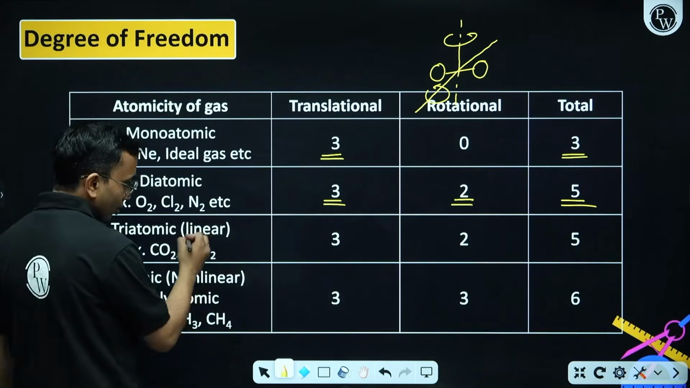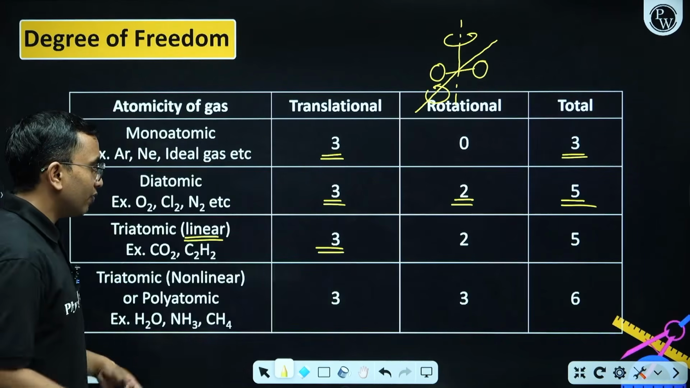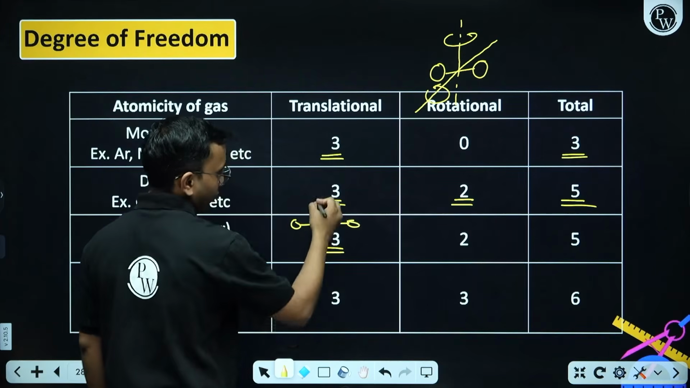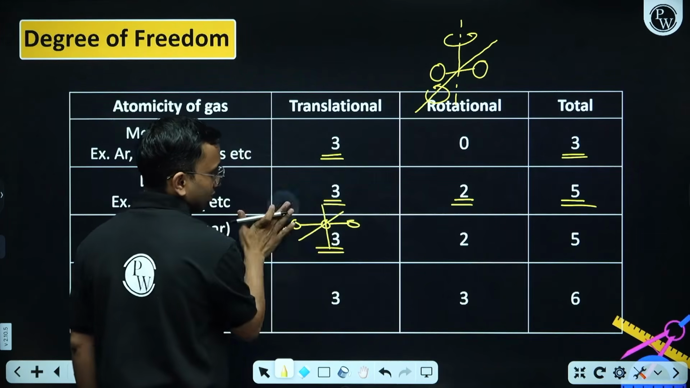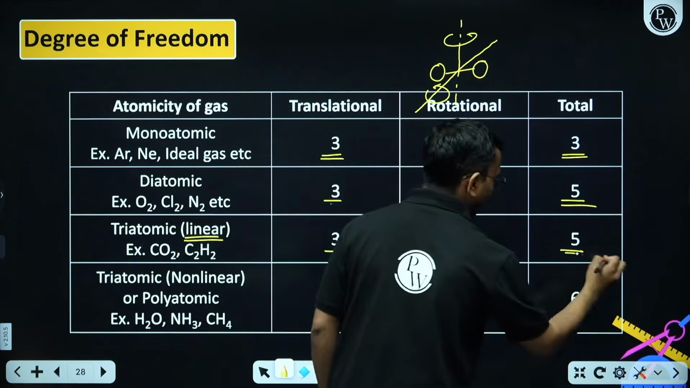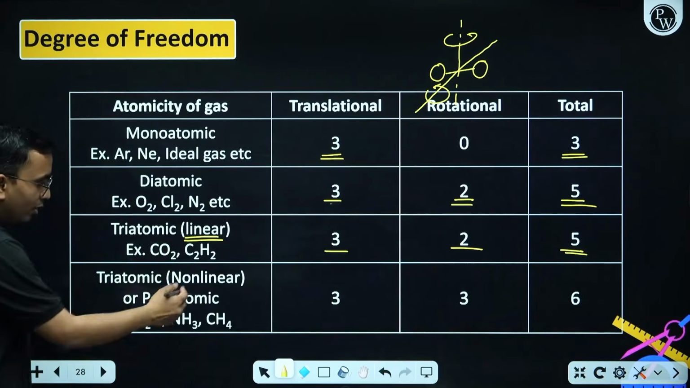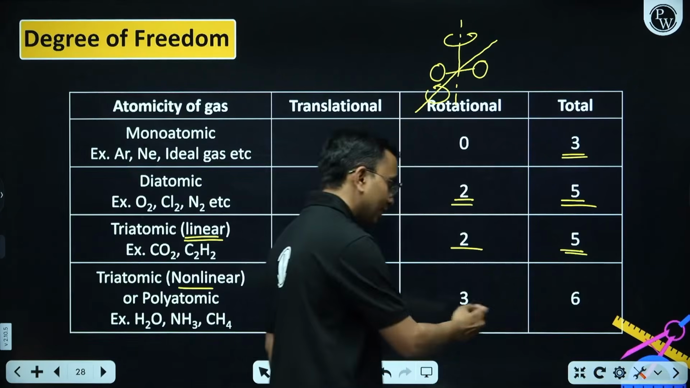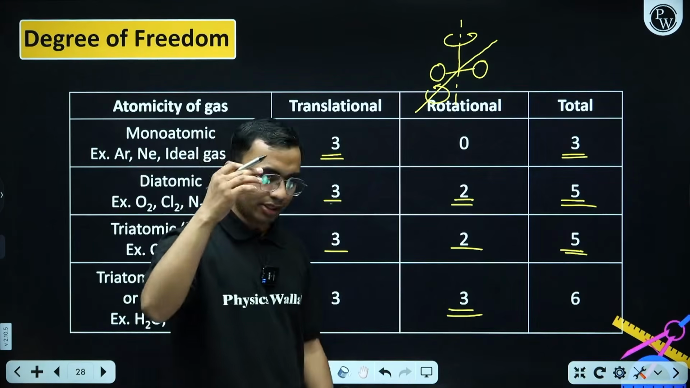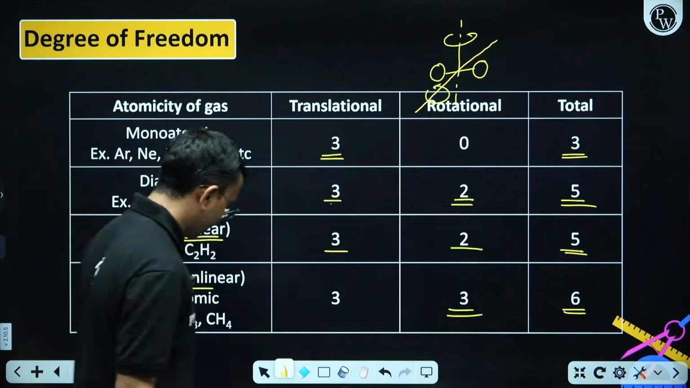Triatomic, here we are talking about linear, so 3 degrees of translational, and if it is linear, only 2 rotational, one about this, like this. So 3 plus 2, here we are having only 5 degrees of freedom. If this is a non-linear molecule, then we'll have 3 degrees of rotation also, one along x, one along y, one along z. So there we will have a total of 6 degrees of freedom.